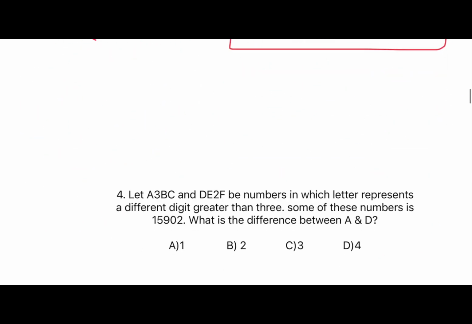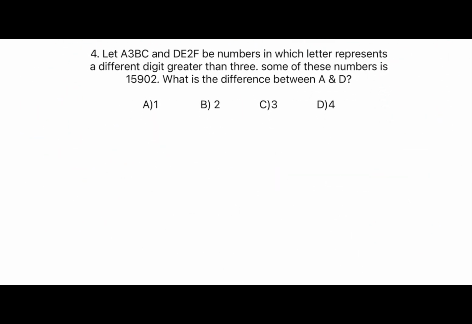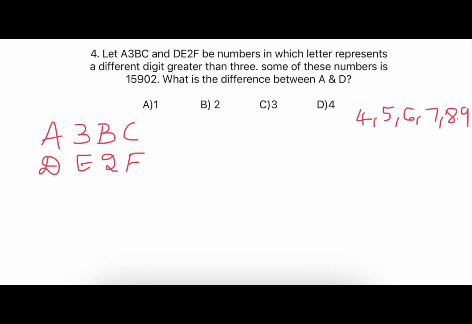Now the next question, question number 4. Let A3BC and DE2F be the numbers in which each letter represents a different digit greater than 3. So let us write it as we study each of the data. So there is a number called A3BC. There is another number called DE2F. In that the letters A, B, C, and D, E and F are different digits, but all of them are greater than 3, which means what? The numbers can start from 4. So it can be 4, 5, 6, 7, 8 or 9. So it can be any of these. Because it is greater than 3, we should not even include 3.